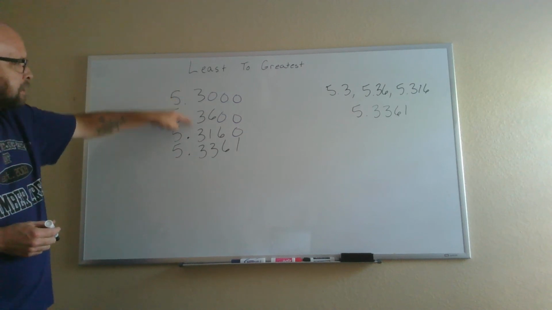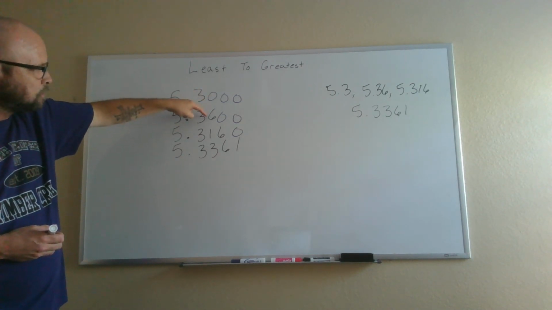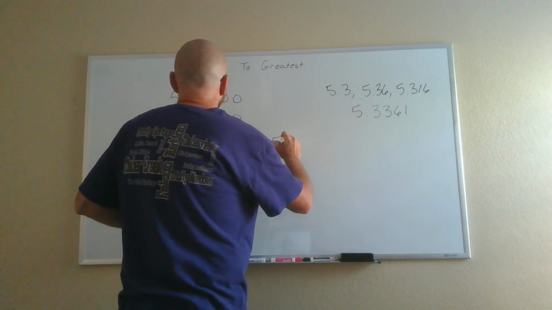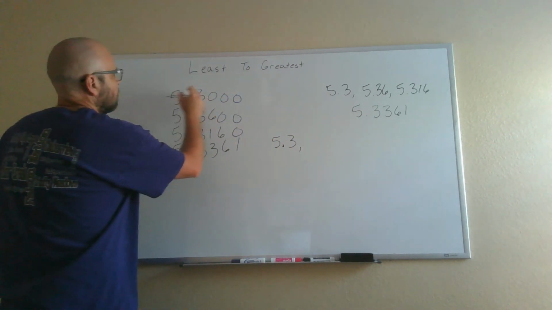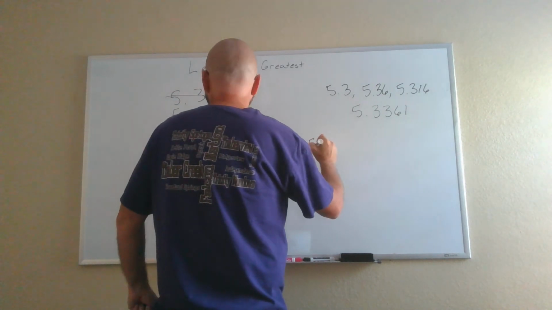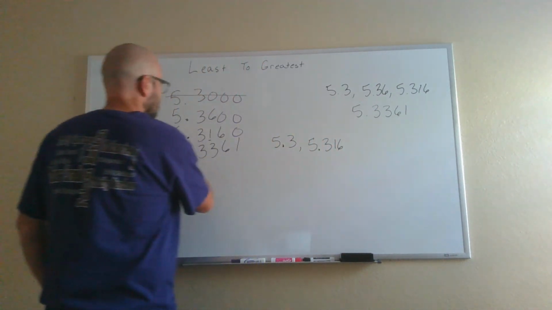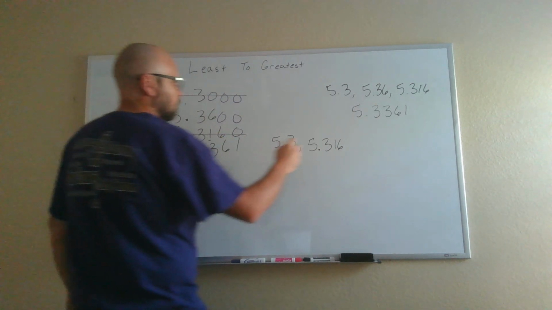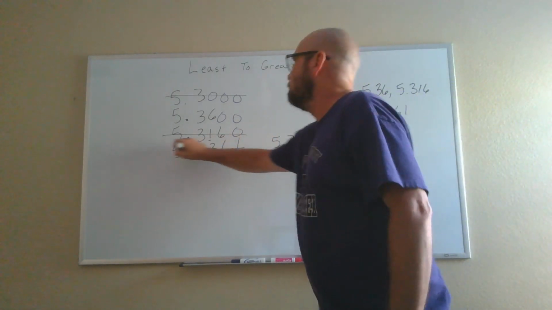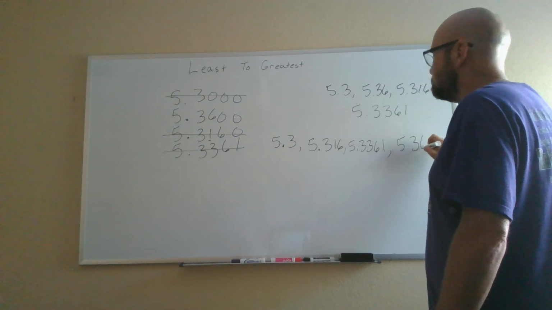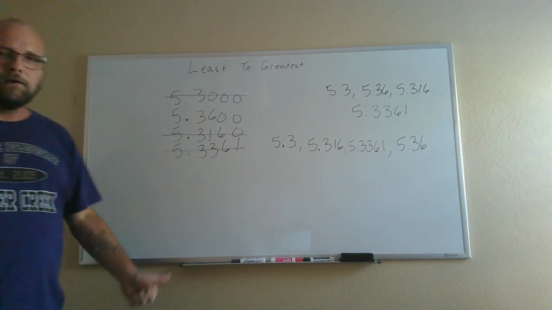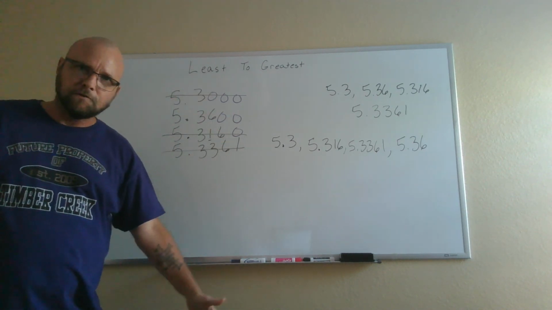The ones places are all the same. The tenths places are all the same. The hundredths place, I have a 0, a 6, a 1, and a 3. Well, obviously, the one with the 0 is going to be the smallest. So my first number is 5 and 3 tenths. Now I have a 6, a 1, and a 3. Well, 1 is smaller, so that's going to obviously be my next number. And the 3 and the 6, so the 3 is smaller. And last but not least is 5 and 36 hundredths.